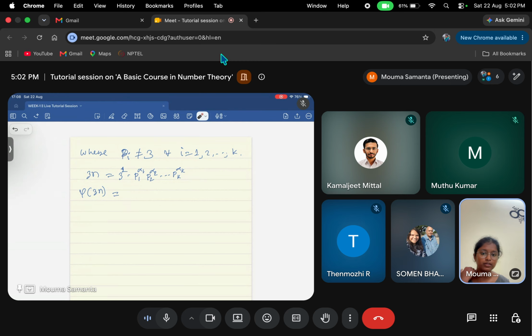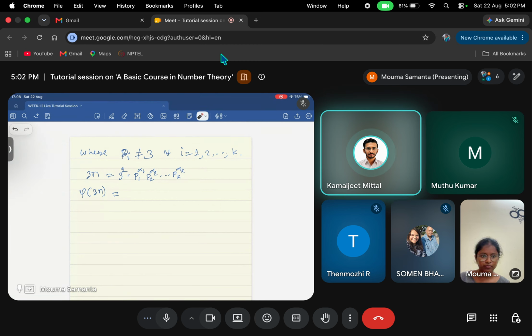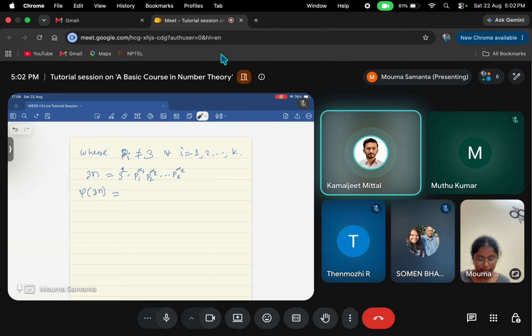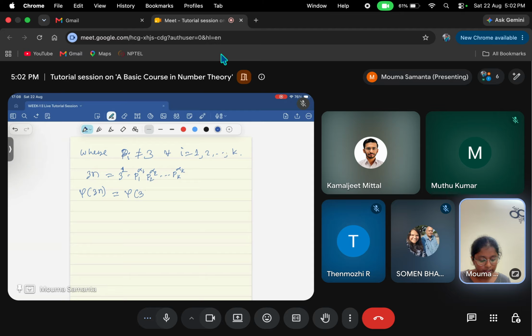Just follow the definition. Tell me, anyone? That can be 2 times phi of n. So just tell me step by step. Don't step jump. Because all things are co-prime, phi of 3 into phi of the p_i's, all the p_i's. Phi of 3 into phi of... Okay, this way also is correct.